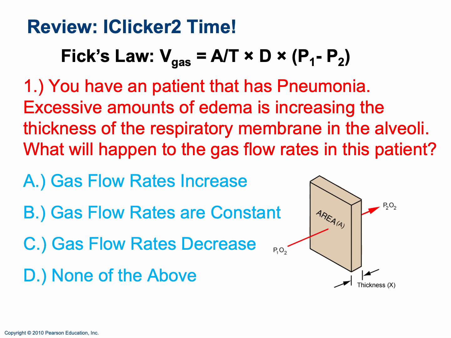You have a patient that has pneumonia. Excessive amounts of edema is increasing the thickness of the respiratory membrane in the alveoli. What will happen to the gas flow rates in this patient? So what do you think would happen here? Did I just mention that in the previous slide, something similar? Perhaps. So what would be the correct answer here?